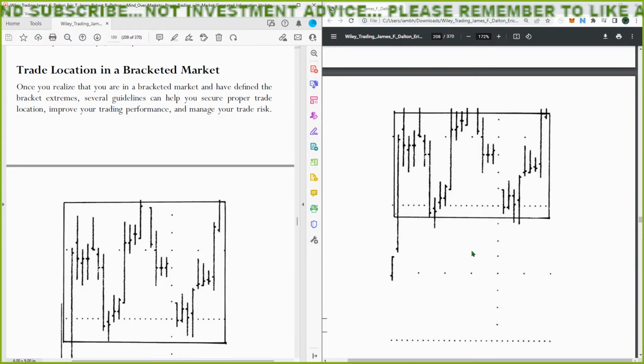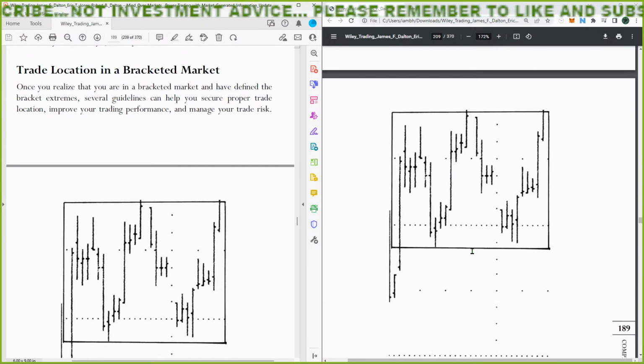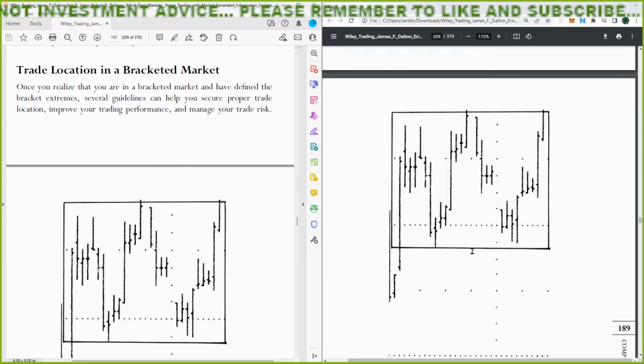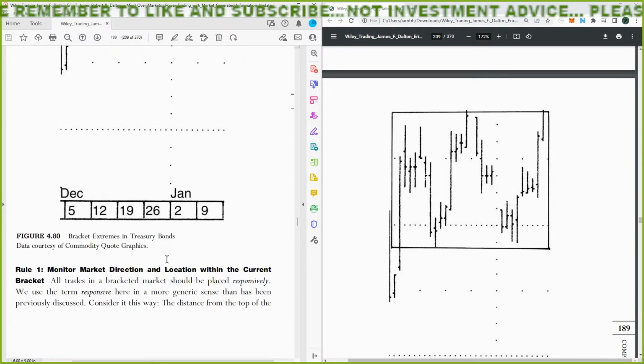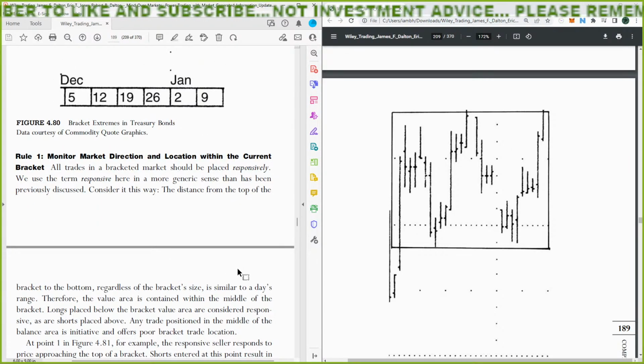Trade location in a bracketed market. Once you realize that you are in a bracketed market and you have defined the bracket extremes, several guidelines can help you secure proper trade location, improve your trading performance, and manage your risk. Rule 1. Monitor market direction and location within the current bracket.